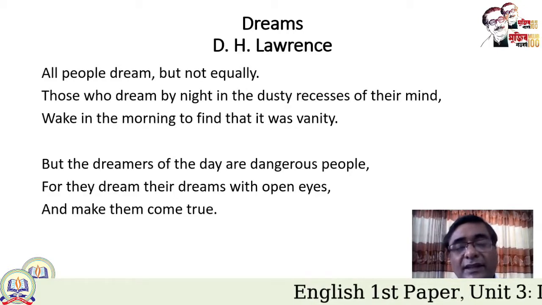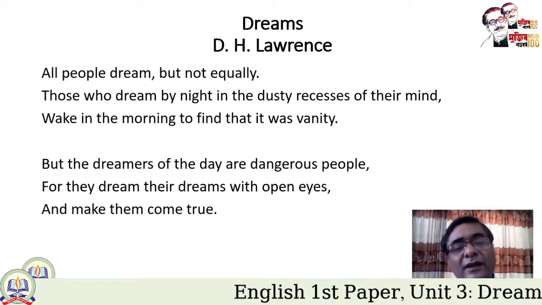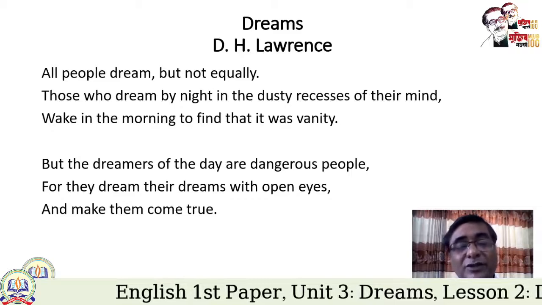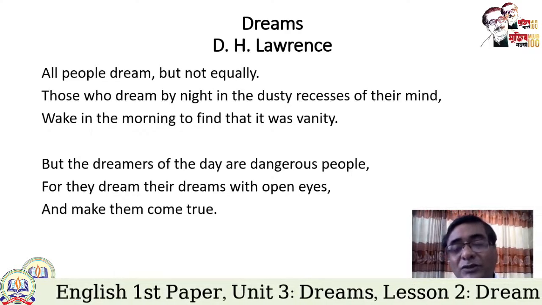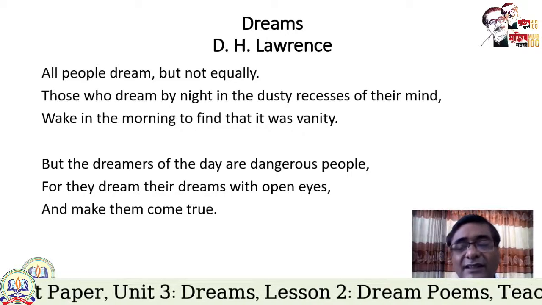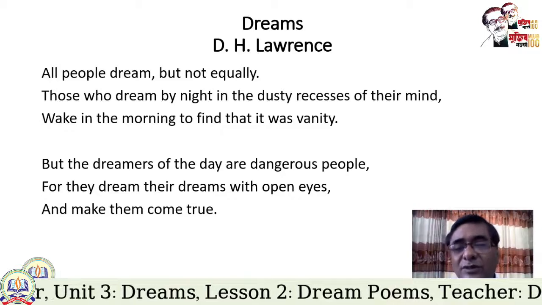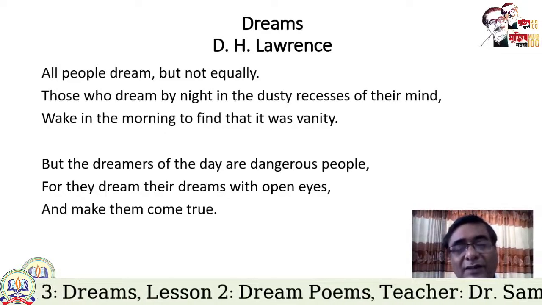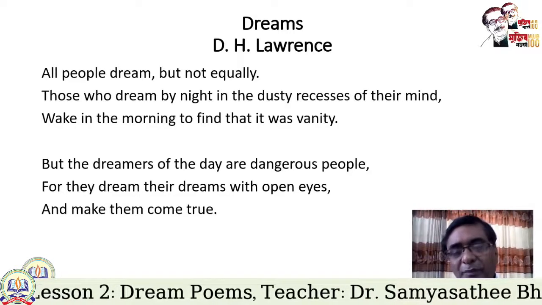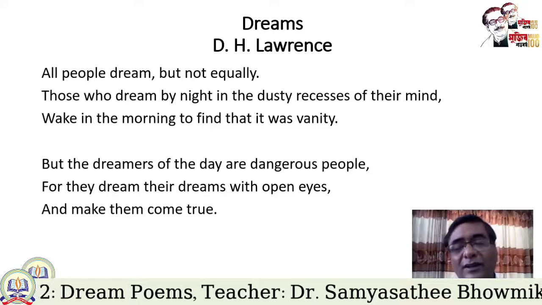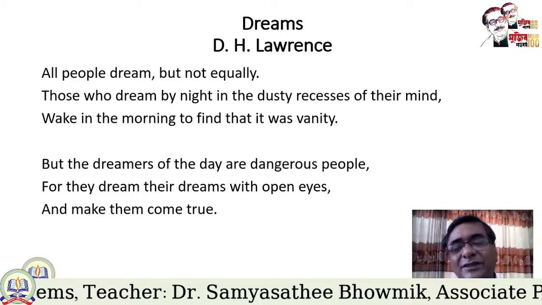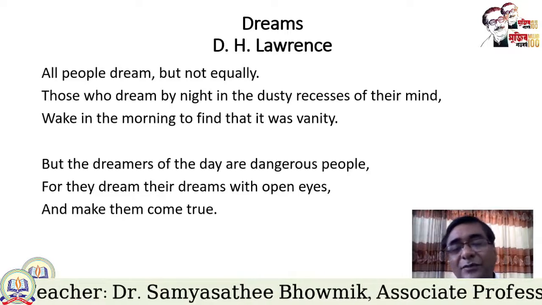But the dreamers of the day are dangerous people. So the dreamers who dream at the time of day, according to the poet, are dangerous people. Don't look at this word from a negative point of view. Don't consider that dangerous is a negative word over here. Dangerous is to some extent positive over here. That means they are different types of people. They are people full of spirit. They are not ordinary people. They are extraordinary people. So this extraordinary has been used by the poet as dangerous.